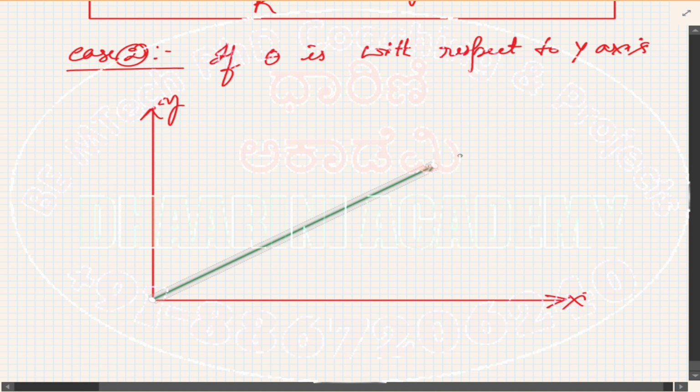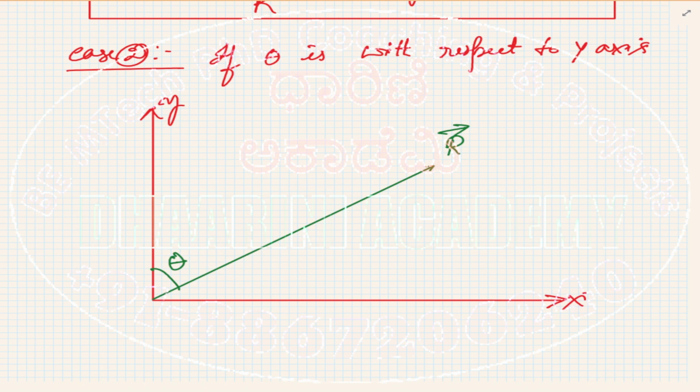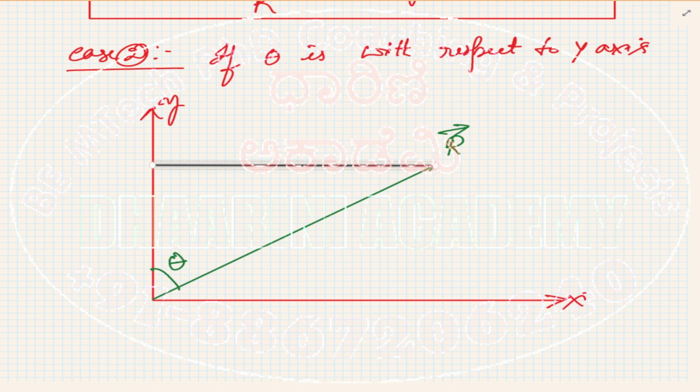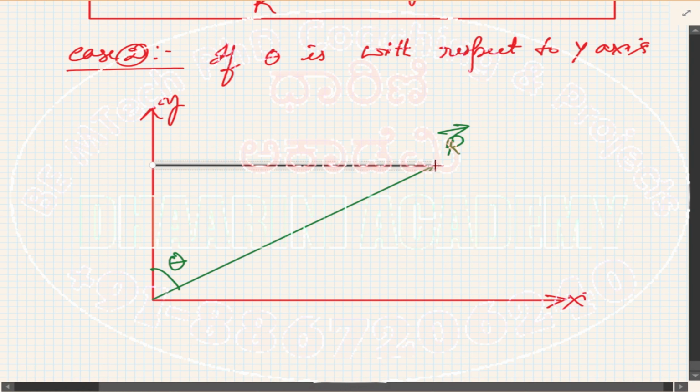Say this is the vector R. Now you see this angle is given with respect to the y-axis. It's possible, so my representation remains the same. When I want to measure the y component, I have to measure it along the direction of the y-axis. At the same time, if I want to measure the component along the x-axis, I should measure this component. So this is ry, this is rx.